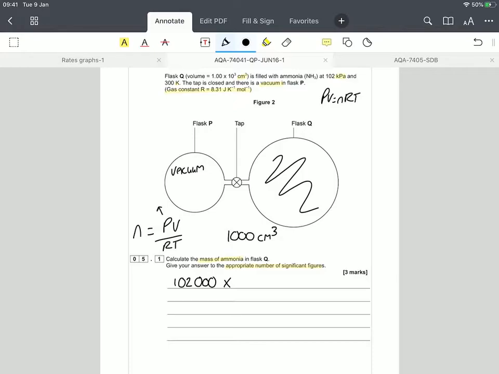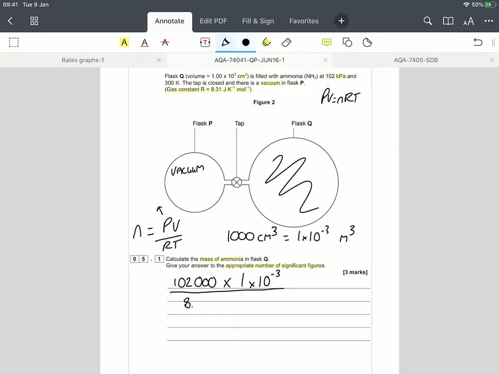Now, we have to do another conversion, and we want it in metres cubed, all right? So to convert from centimetres cubed to metres cubed, you're going to divide by 1,000,000, right? Or you could have it in standard form, I guess, okay? So that's going to be 1 times 10 to the minus 3 metres cubed. Okay? That's our top line.